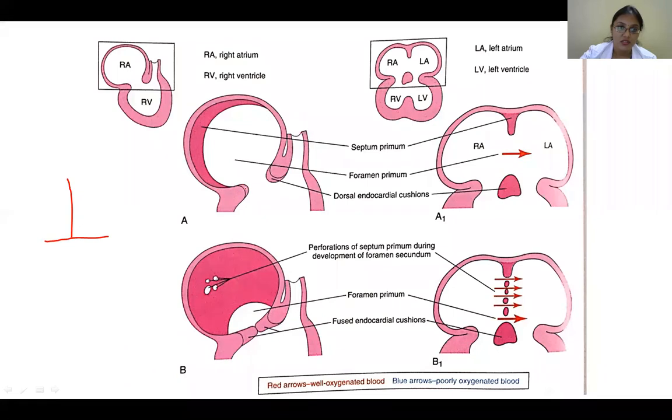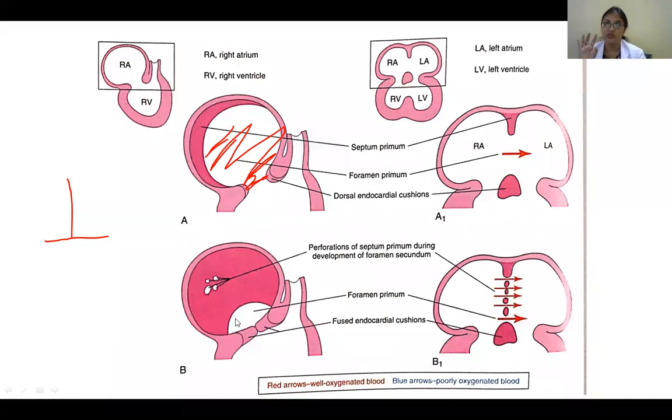These two will come together, and then this one will come and meet this. That's how the right and left atria will get separated. Initially, such a big gap you can see. The septum is growing down towards this part here. Then as this is meeting here, this is the foramen primum.